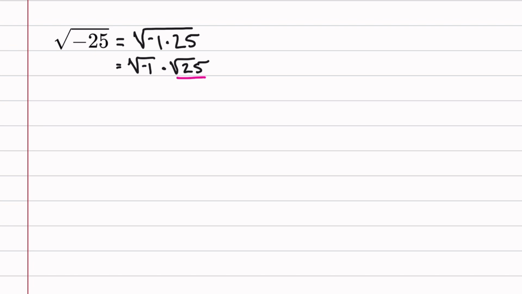We already know 25 to be a perfect square as it is, so I'm not going to factor any further. So our answer to this is going to be I times the square root of 25, which is plus or minus 5. But by convention, to tidy this up, we do put the number in front of the I value. And our final answer is plus or minus 5 times I.